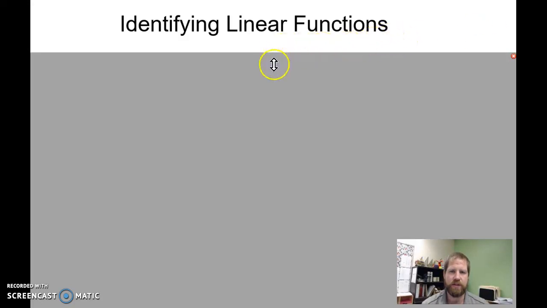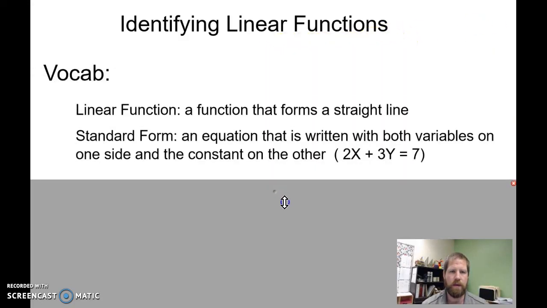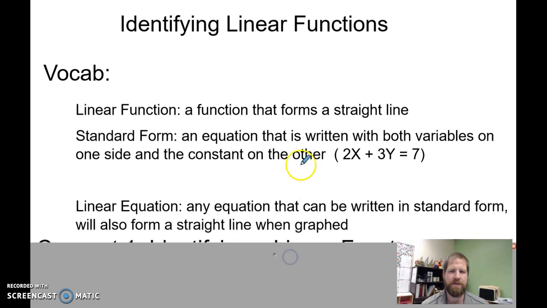Identifying linear functions. A linear function is a function that forms a straight line. Okay, you can see line is right there in the word. Okay, it's going to be a straight line.